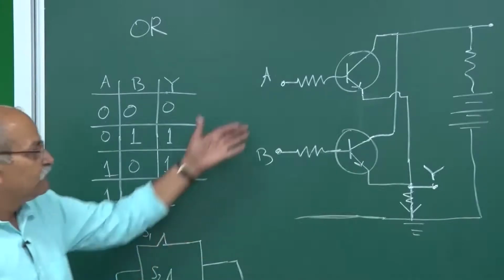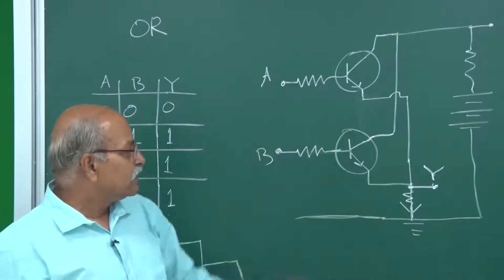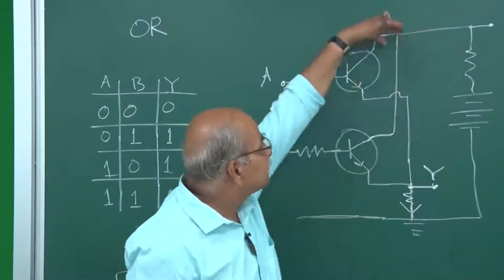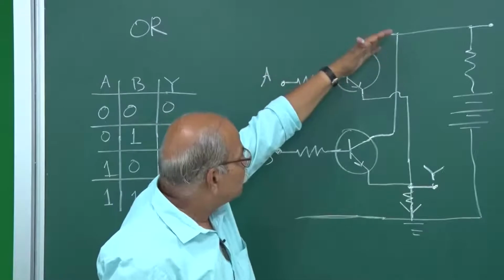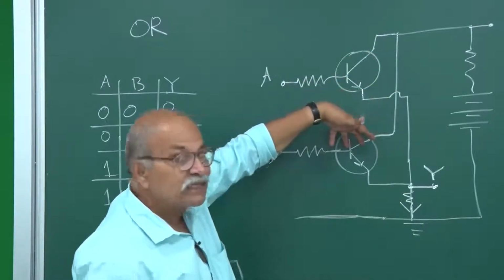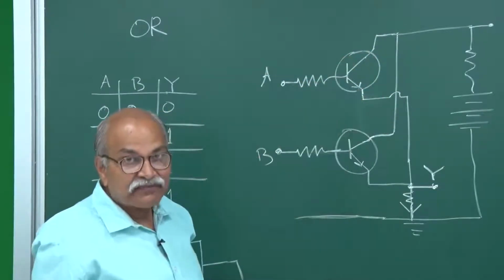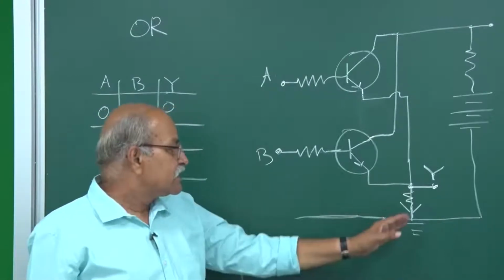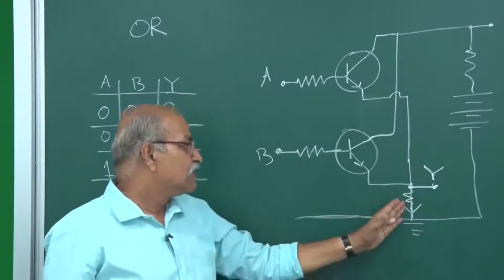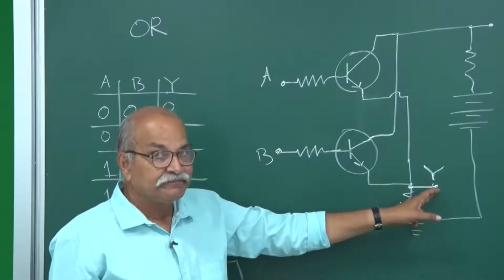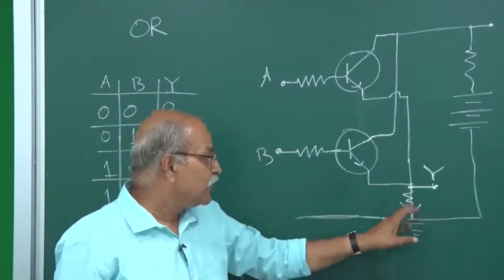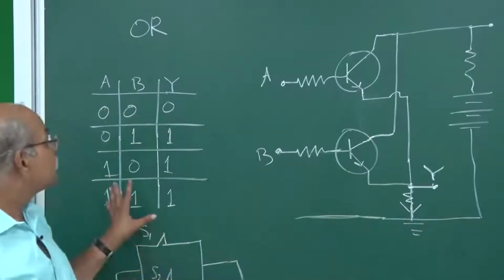If this is also conducting, there will be a division of current. One current will go through this line, one current will go through this line. So that's fine, it's perfectly all right. So in both cases you have a current here, and if you have a current here, the output here will be high. This is 0 and the current direction is this. So that is OR.